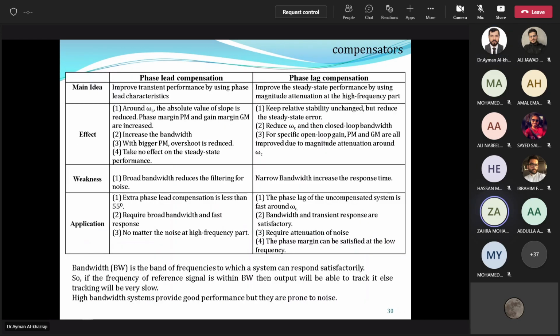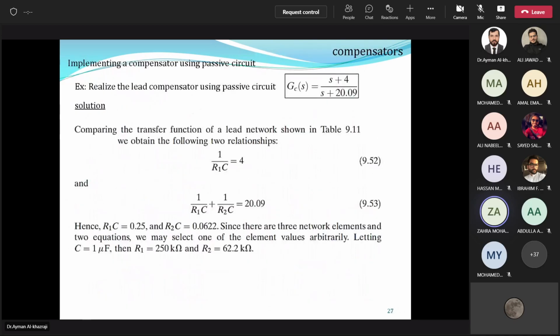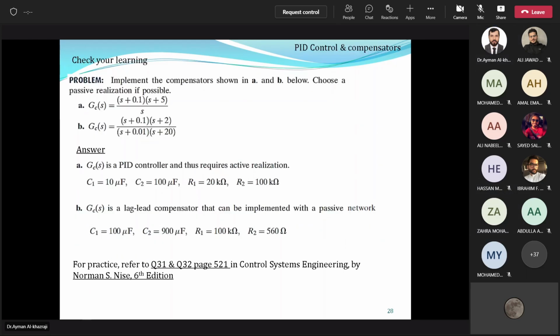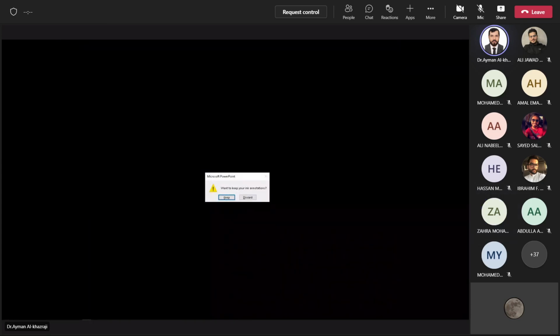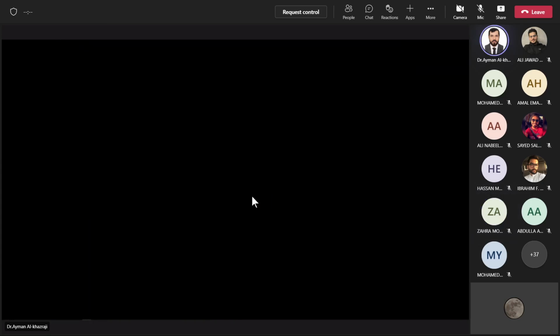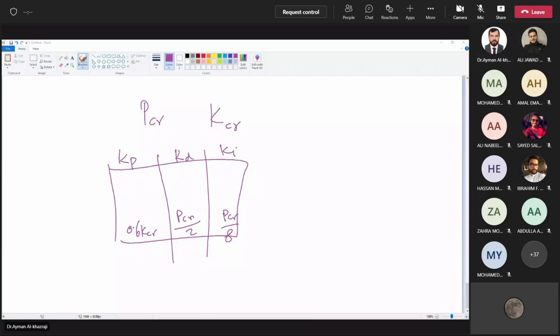For the PID controller, if we are adding the design with the realization, for the design we need to find the closed loop and find the... Stop. Stop. Why? You have this question here. Where did we find this?